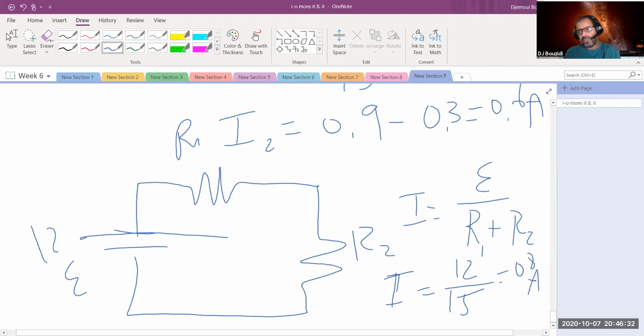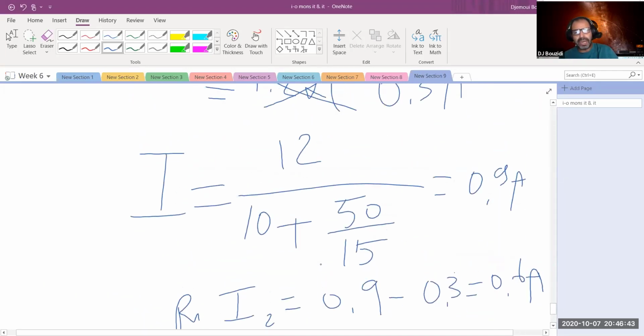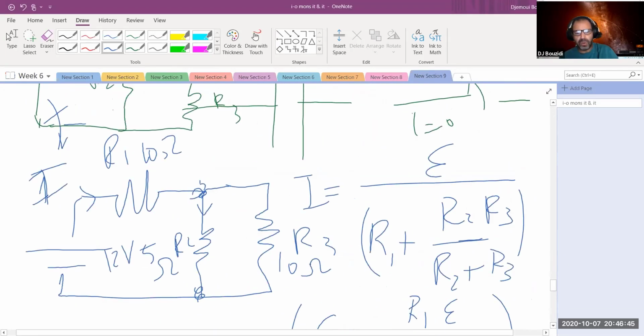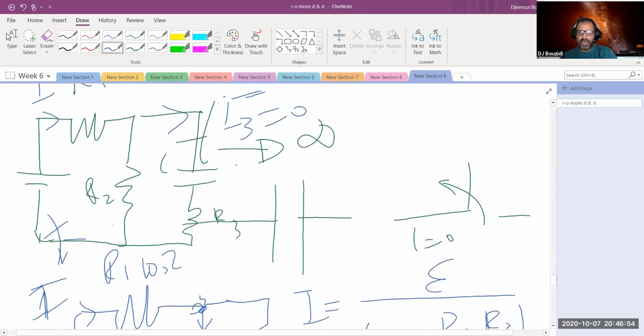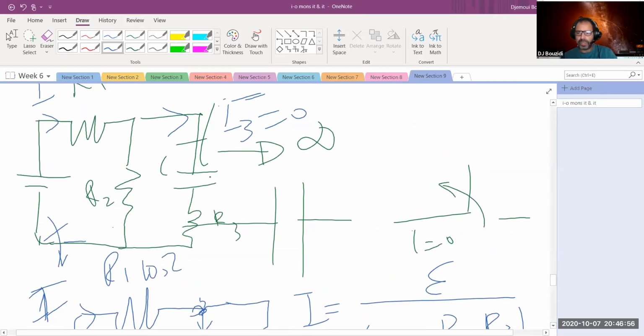So the initial current through R2 was 0.6 amps. If we wait for a long time, it's going to be 0.8 amps. So not all currents decrease, by the way, with time. This current specific to R3 decreases. It was 0.3 amps, and if I wait for a long time, it's going to go to 0, because there is a capacitor being charged next to it, in series with it.